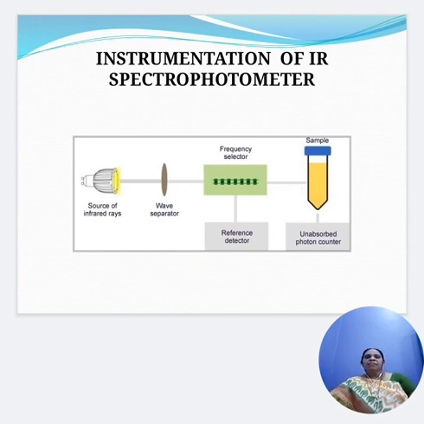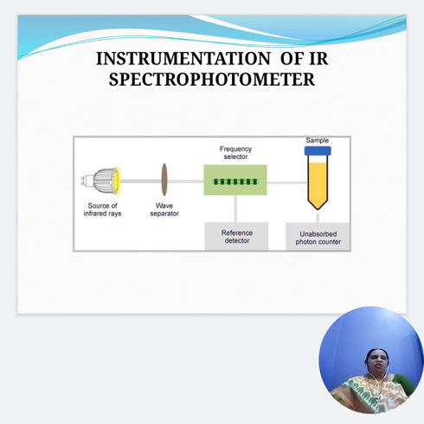So this is the schematic diagram, or the instrumentation diagram, of an IR spectrophotometer. You have the source of IR radiation, which forms the first component of your spectrophotometer. Then we have the wave separator, or frequency selector or wave selector, as it is also called. That is nothing but your monochromator.